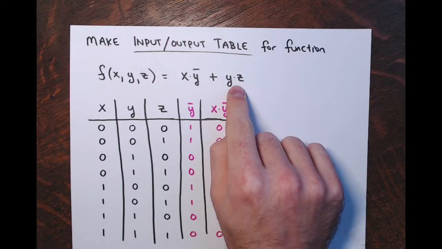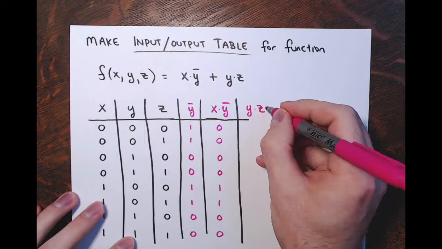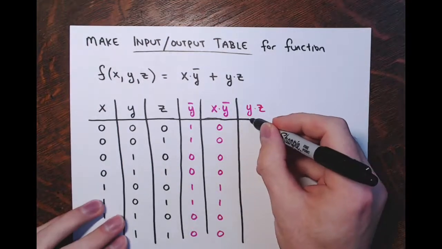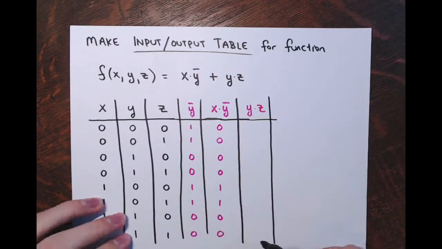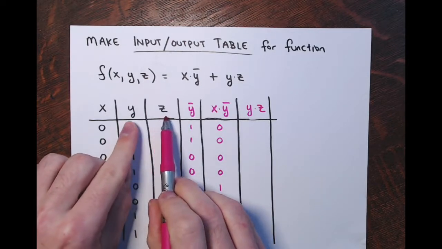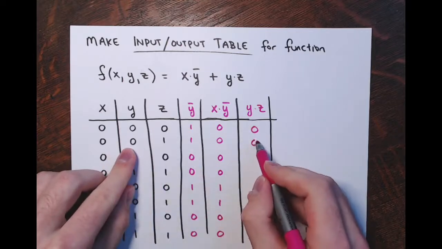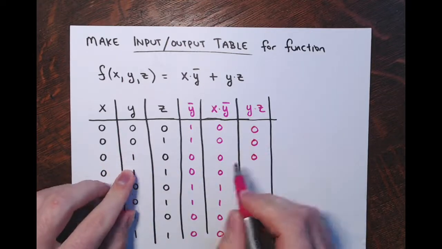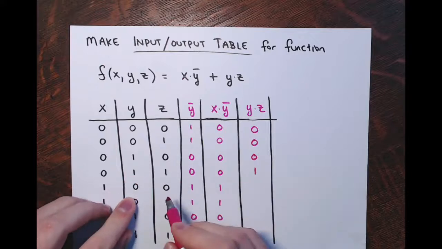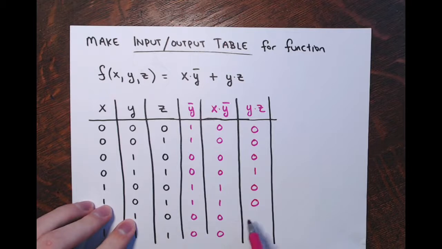Then for the y times z, sorry, just y times z, I'll make a column for that. Now again, that's the second and third column I'm multiplying. So 0 times 0, 0. 0 times 1, 0. 1 times 0, 0. 1 times 1, 1. 0 times 0, 0. 0 times 1, 0. 1 times 0, 0. And 1 times 1, 1.